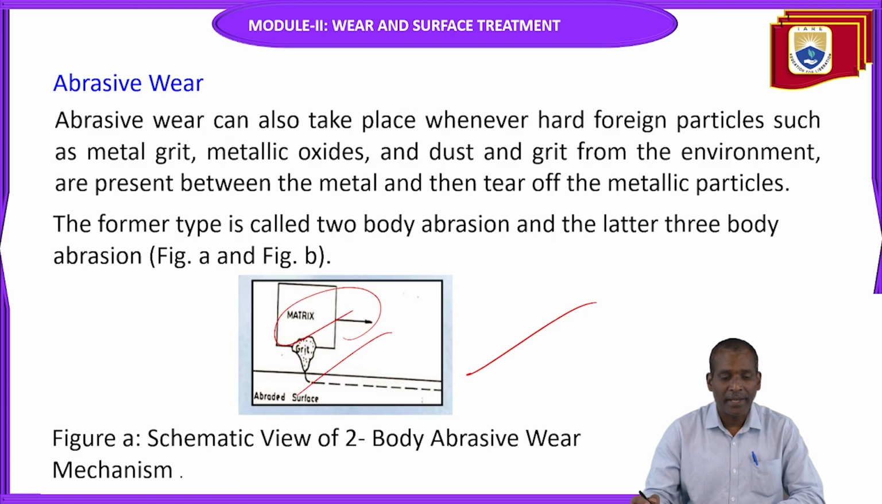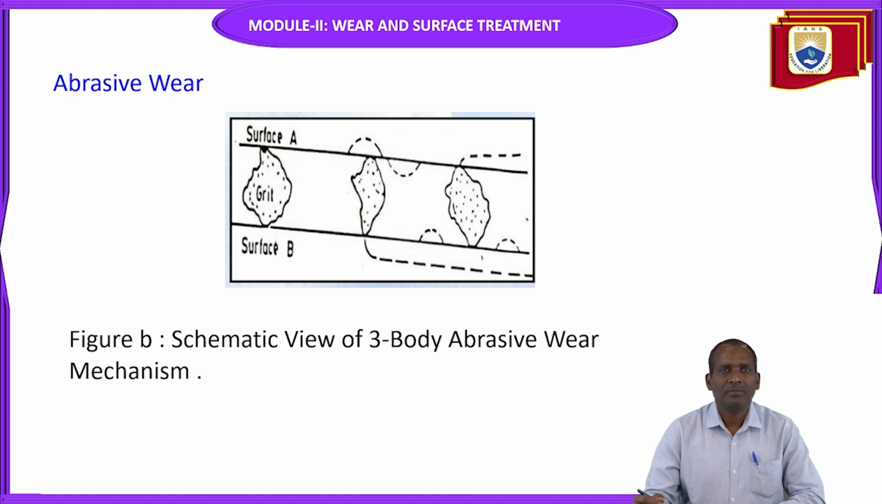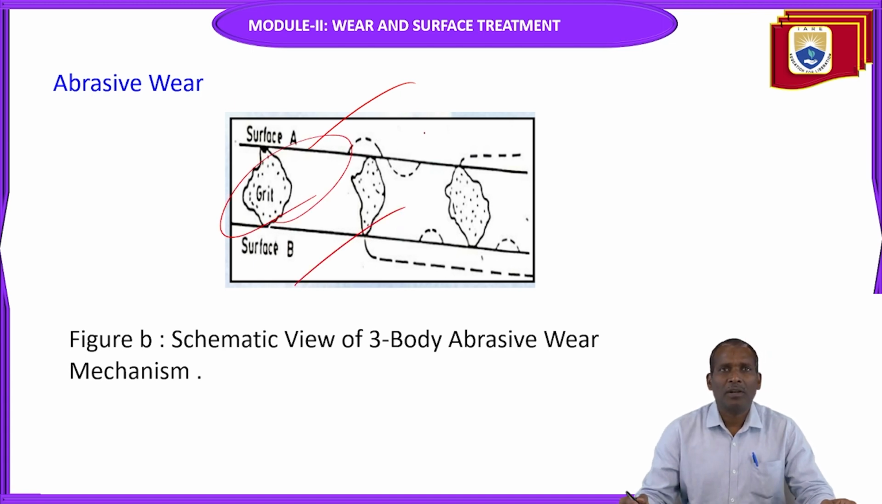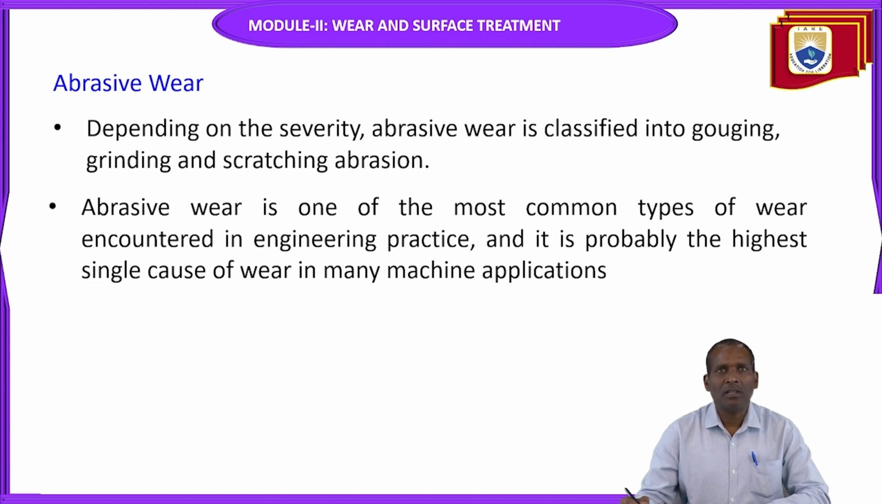In this, additionally, dust and grit from the environment are added. So the abrasive wear takes place between these three bodies: surface A, surface B, and the third one, a foreign material, grit. Depending on the severity, abrasive wear is classified into gouging, grinding, and scratching abrasion.